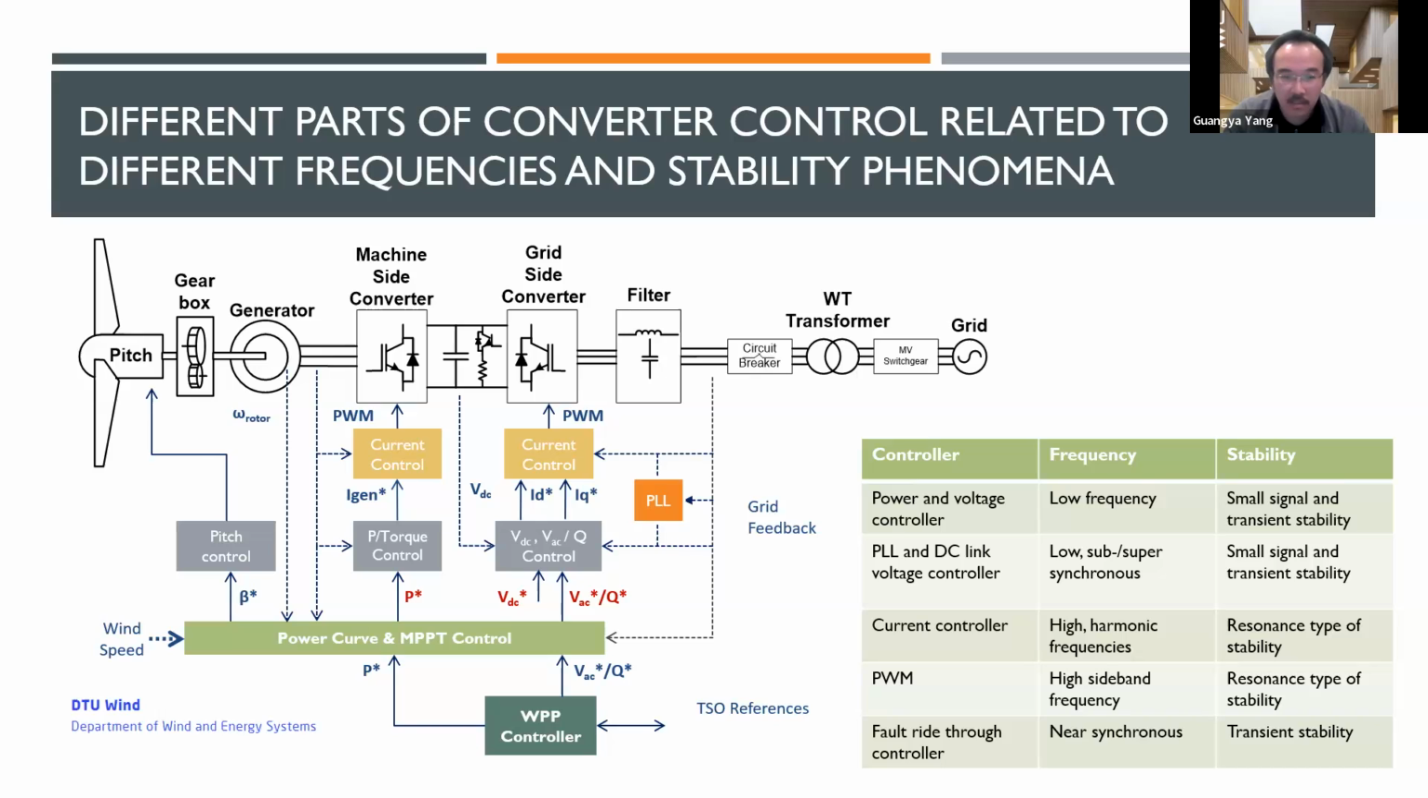And then when we look at the stability of the system, we can look at the different frequency ranges where the stability phenomena occur, and link them with the controls and their bandwidths, so that some controllers contribute most to the low frequency or super-synchronous frequency range, some controllers to the harmonic range, and some controls like PWM contribute to a very high frequency range. And then the fault ride-through control is a special control that is activated during a fault, and that control contributes to the near-synchronous frequency because it follows the grid. So if we can link these controllers to the stability and also frequency, then we could design the control particularly for the phenomenon of interest.